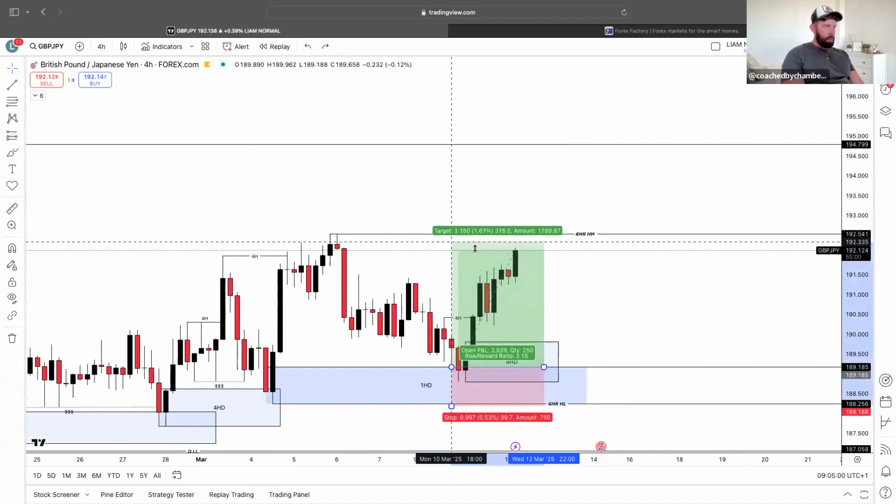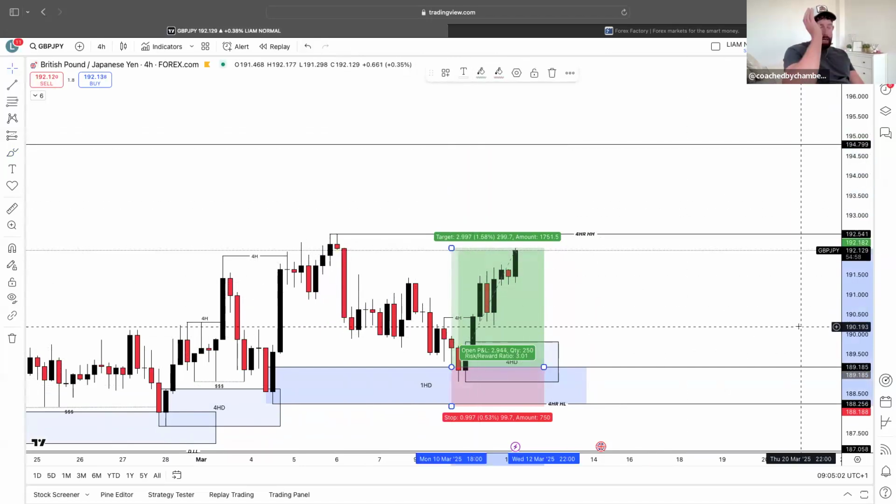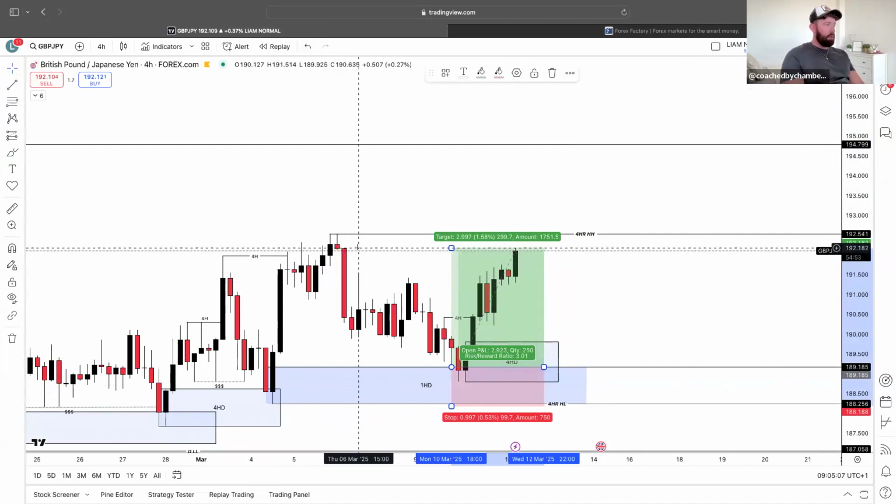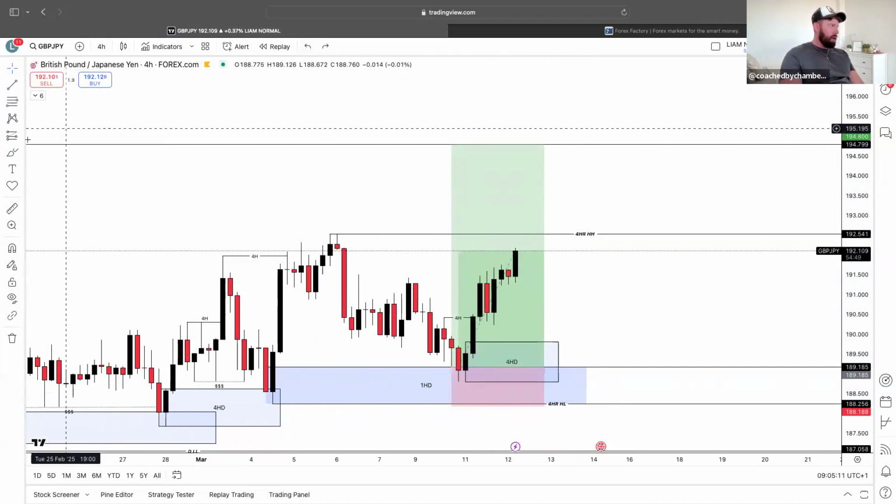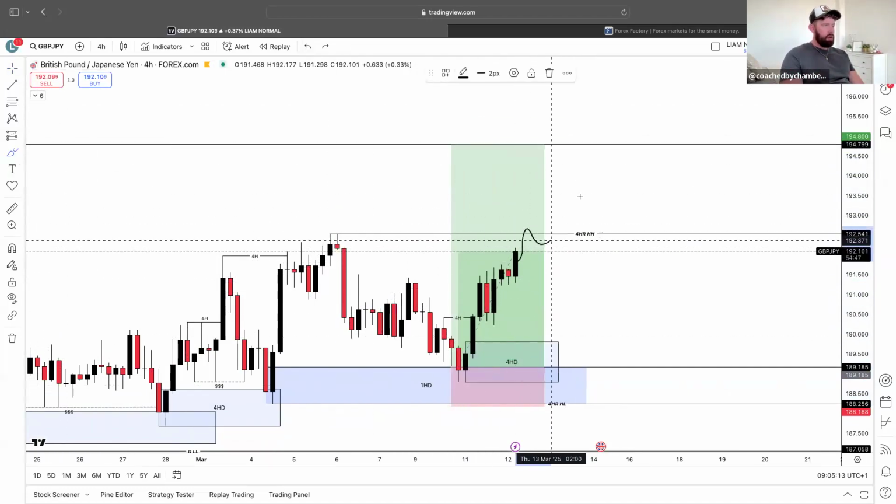What would we be up around right now? 1 to 3 right now, which is amazing. And obviously we are hitting this 4-hour supply area. So I'm hoping and praying that this bullishness just carries on from GJ.